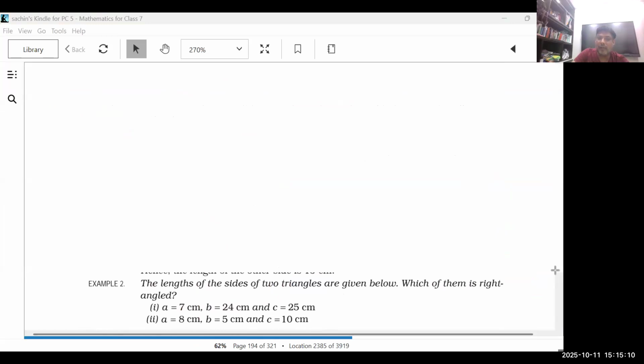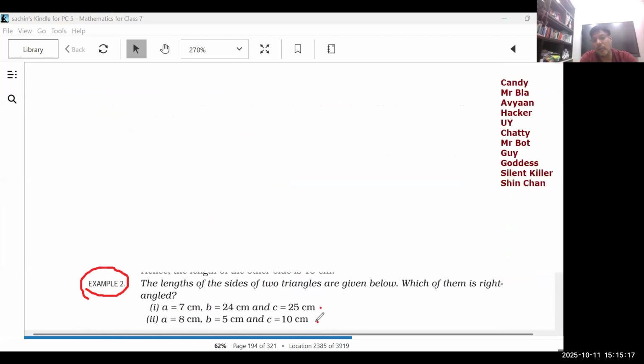You have to just check if these are right angle triangles or not. Keep your mic on and send the answers. Send a yes and no for these.